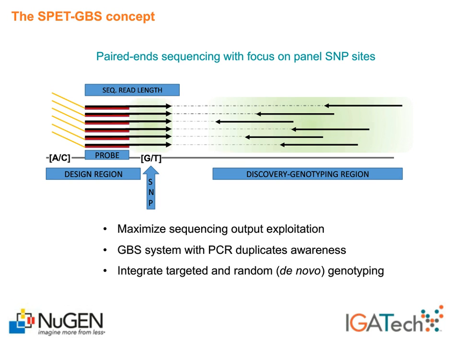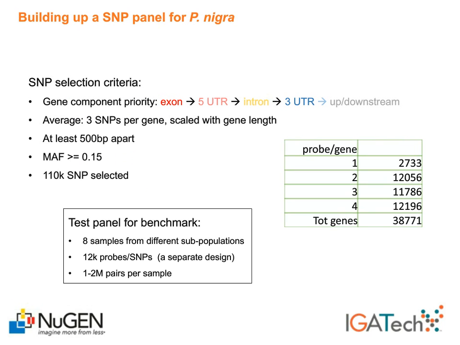So we chose the list of SNPs by prioritizing their distance to coding regions of the genome, moving from exon to UTR region and then up and downstream regulatory regions. We also scaled the number of SNPs depending on the gene length, and also imposed a minimum distance between SNPs residing on the same gene. Also, we applied a cutoff for the minor allele frequency. And we proceeded after designing the full panel of 110,000 SNPs.